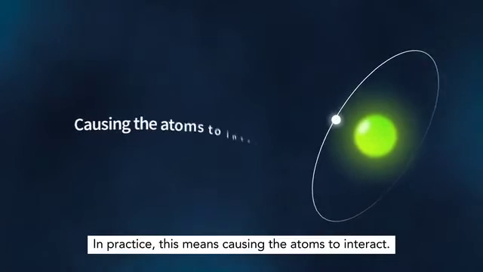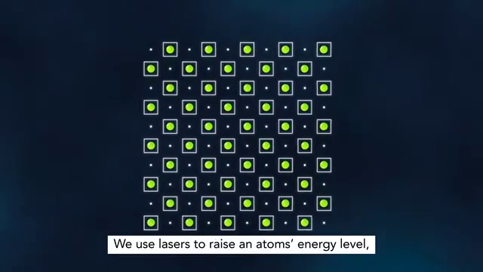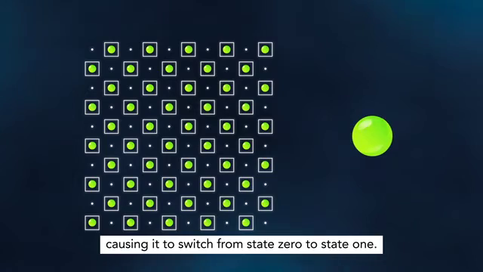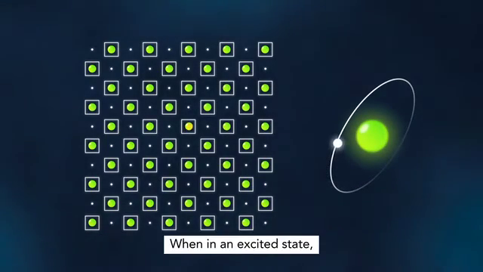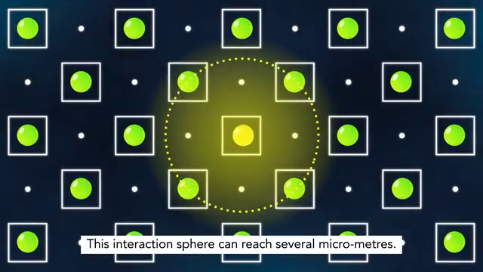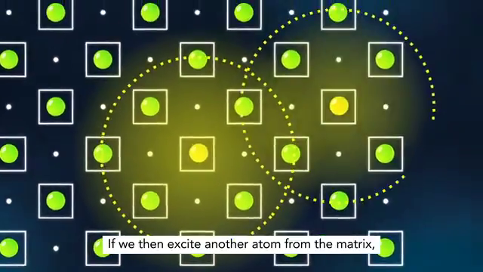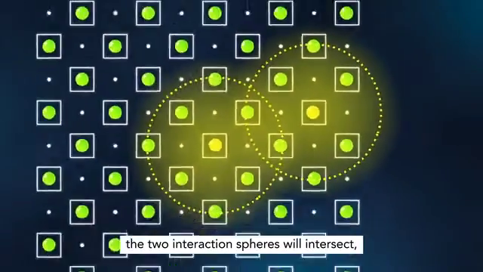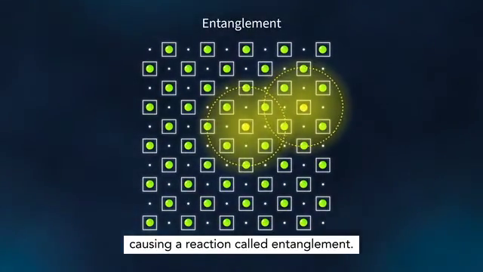In practice, this means causing the atoms to interact. We use lasers to raise an atom's energy level, causing it to switch from state 0 to state 1. When in an excited state, the atom starts to interact with neighboring atoms. This interaction sphere can reach several micrometers. If we then excite another atom from the matrix, the two interaction spheres will intersect, causing a reaction called entanglement.